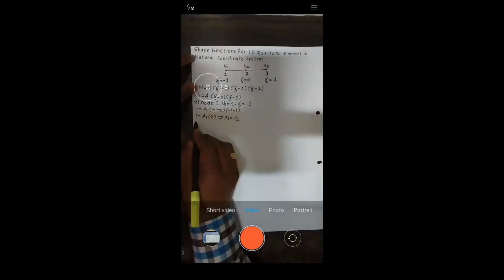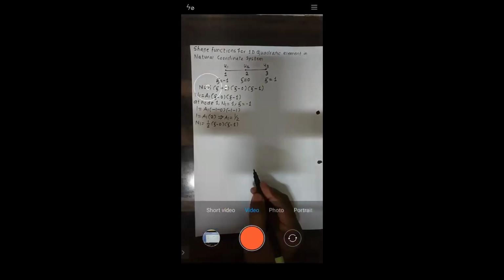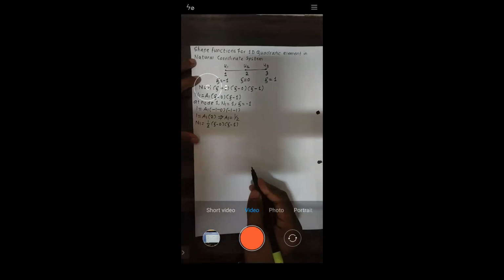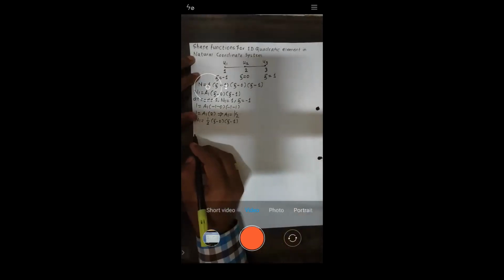Yes or no? So N1 is equal to half, zeta minus 0 and zeta minus 1. Is it okay with this one or not? Let me know. Now can we calculate the second shape function, N2?